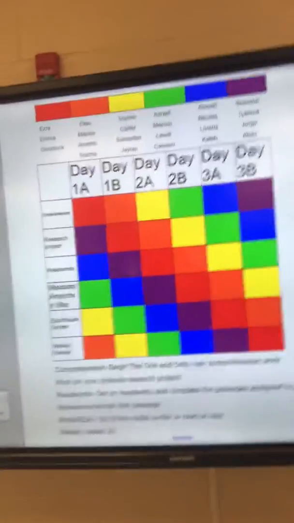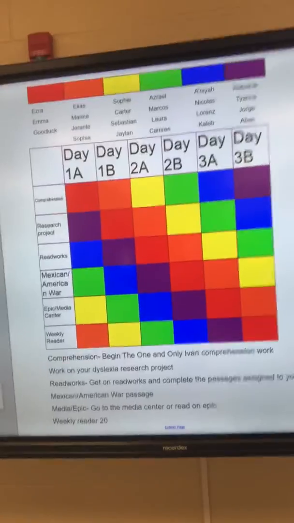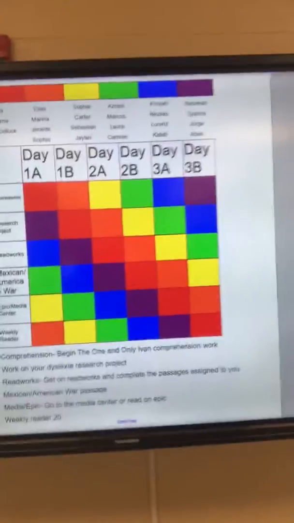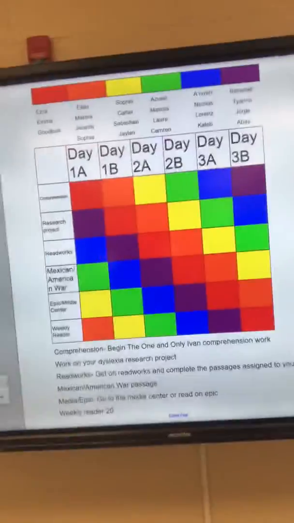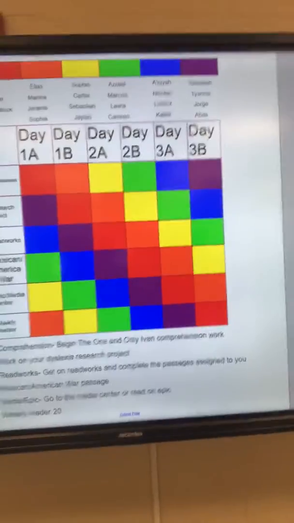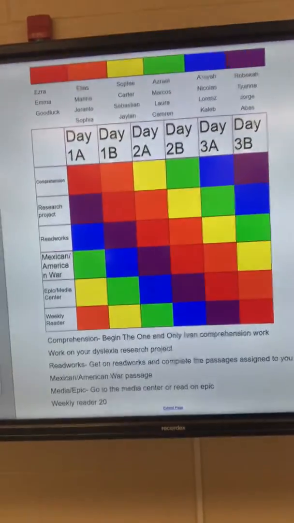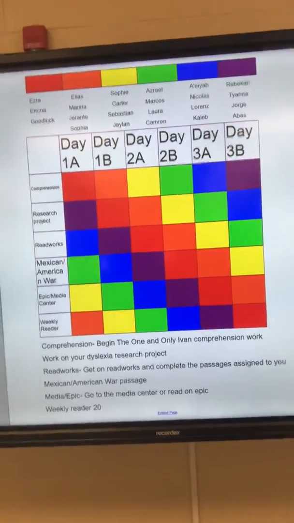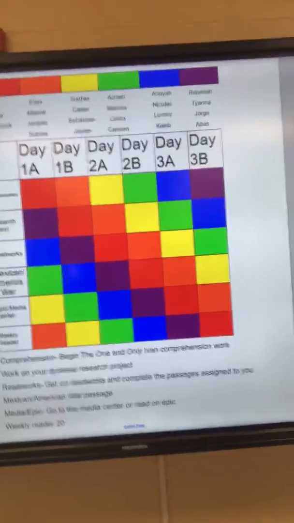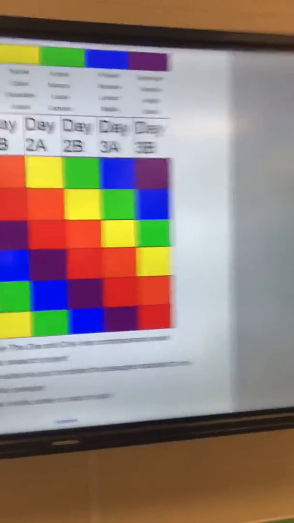So my groups are heterogeneous. I have at least 1 higher level learner, 1 on grade level learner, and then 1 to 2 below grade level learners in each group. That way they can kind of rely on each other for help when they need things to do. And they don't know that at all. So they just think they're in groups that I put them in.